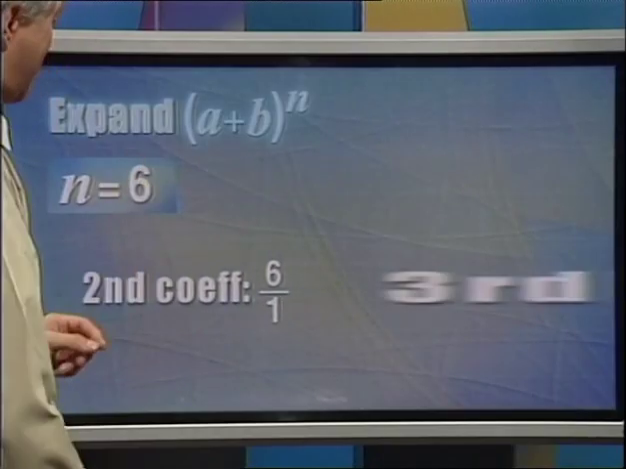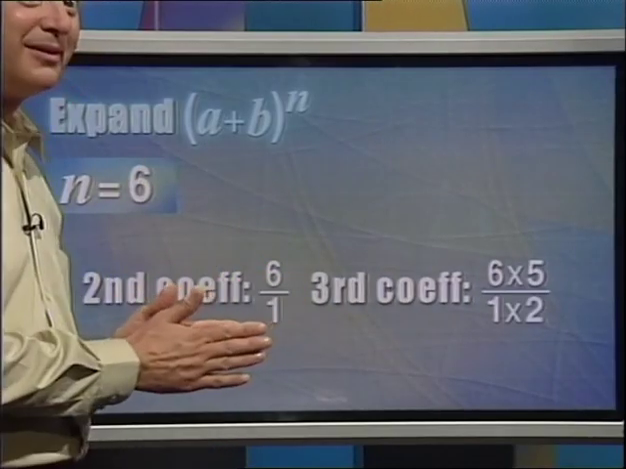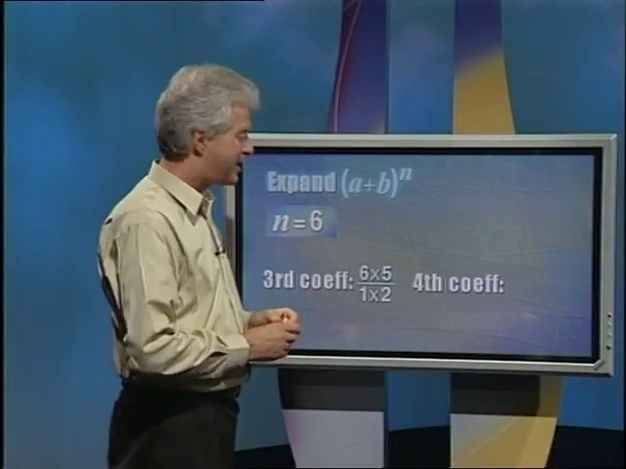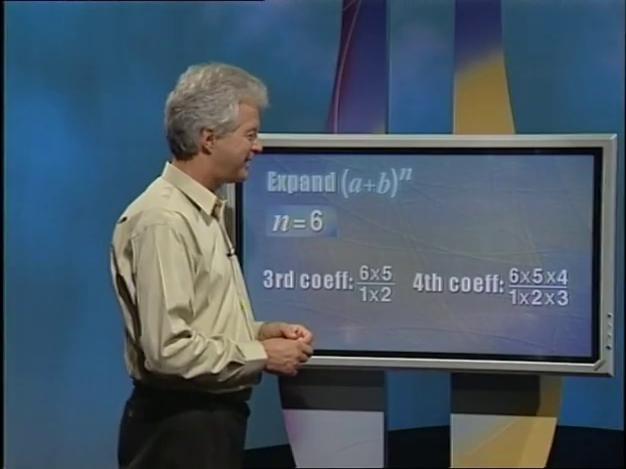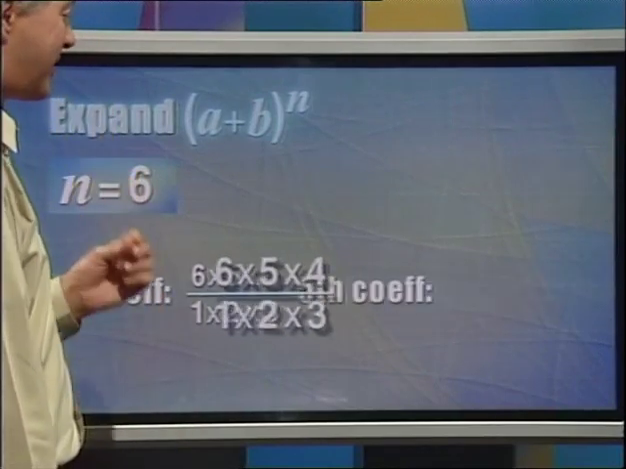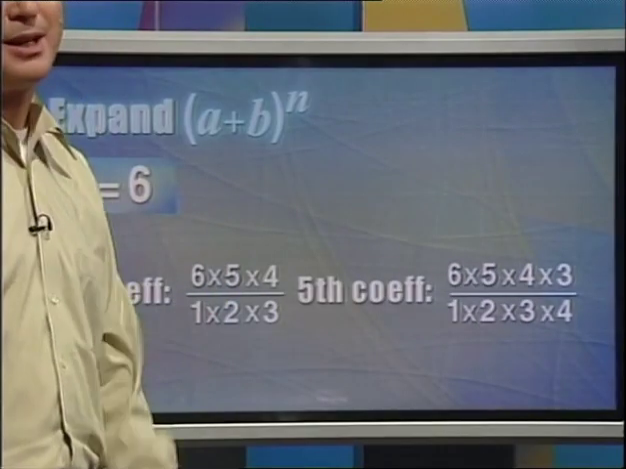The third coefficient is 6 times 5 over 1 times 2. Can you see the pattern? Let's go on. The fourth would be 6 times 5 times 4 over 1 times 2 times 3. And let's just do one more. The fifth coefficient would be 6 times 5 times 4 times 3 over 1 times 2 times 3 times 4.